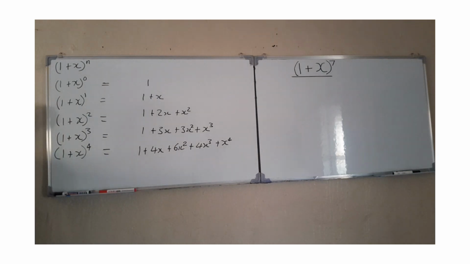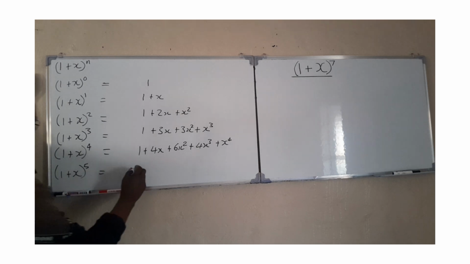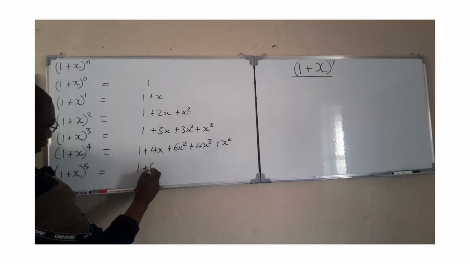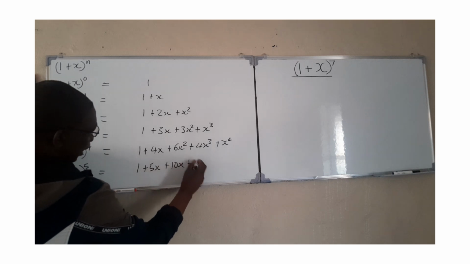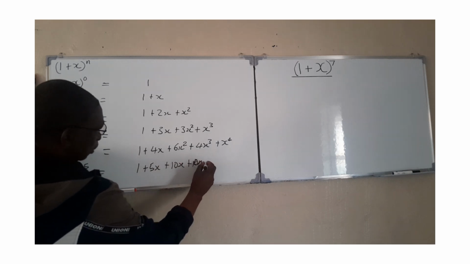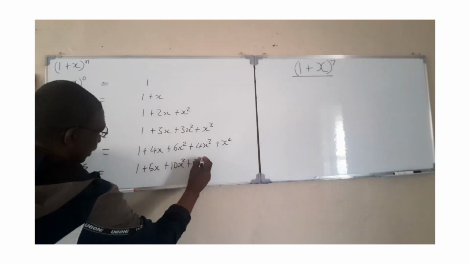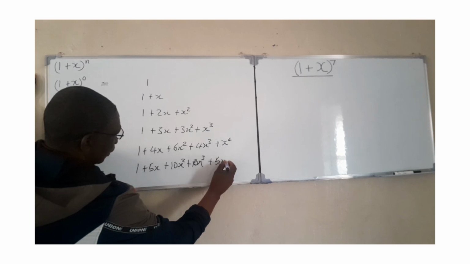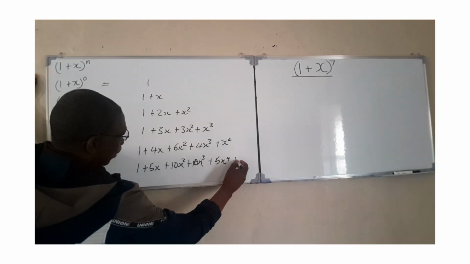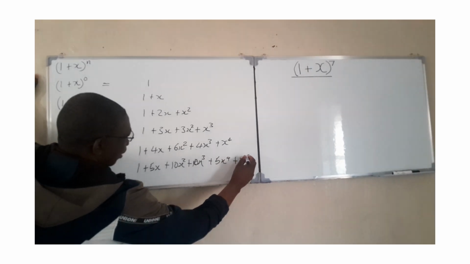Okay? Finally, let's try n is equal to 5. So that gives us 1 plus x to the power 5 is equal to 1 plus 5x plus 10x squared here, 10x cubed here, plus 5x to the power 4 plus x to the power 5.